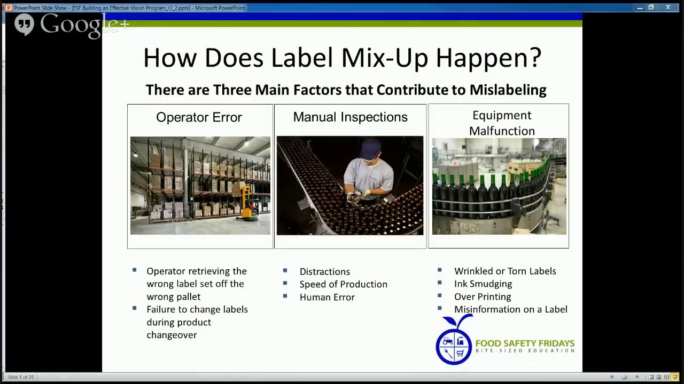So how did label mix-up occur? There are 3 main factors that contribute: operator error, manual inspection, and equipment malfunction. Any mistake by human interaction with the packaging process or with the manufacturing process or applying a label can be classified as operator error. An example of that might be loading the wrong set of labels into a labeler during the product changeover, or forgetting to remove labels from a previous run. That would be considered operator error.